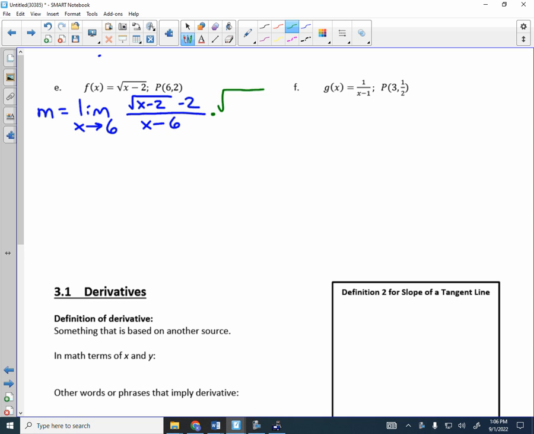Conjugate. Square root of x minus 2 plus 2 over square root of x minus 2 plus 2. We multiply by the conjugate.